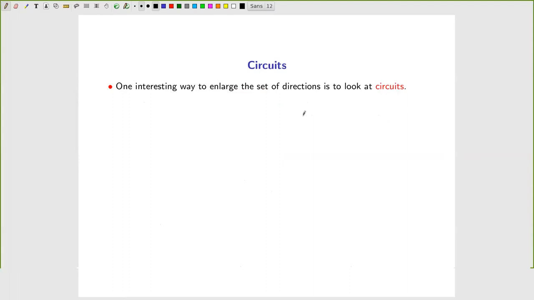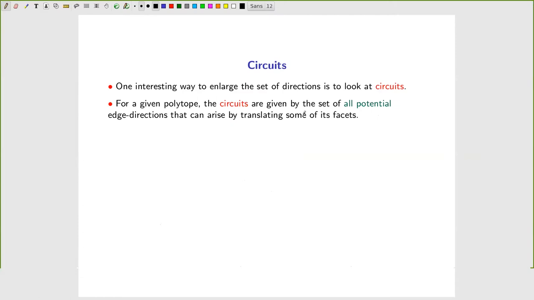One possible way is to look, for example, at the set of circuits. So what are circuits? For a given polytope, the circuits are given by the set of all potential edge directions that can arise by possibly translating some of its facets. So let's have a look, just to give an intuition, at this example in two dimensions.